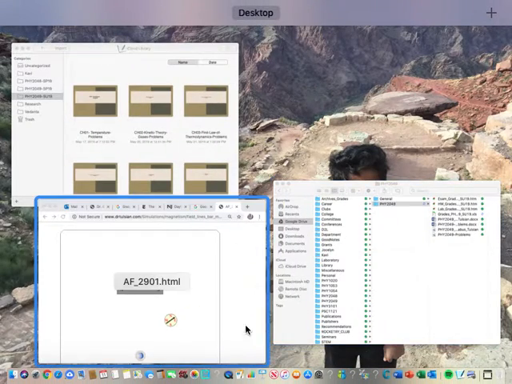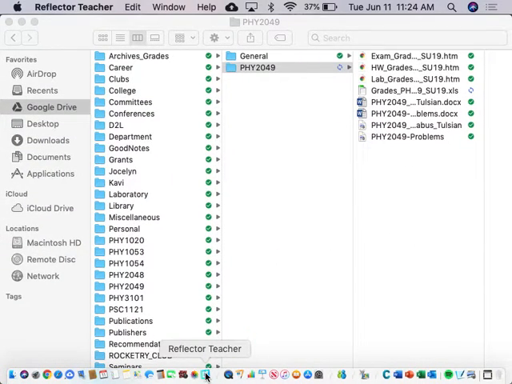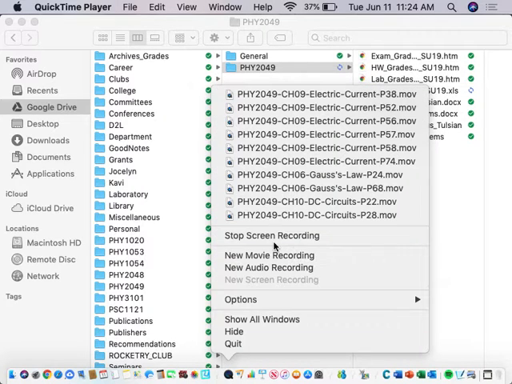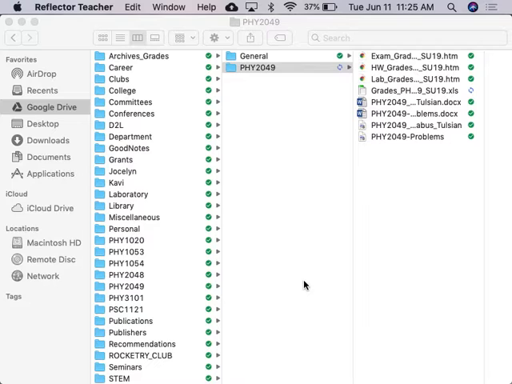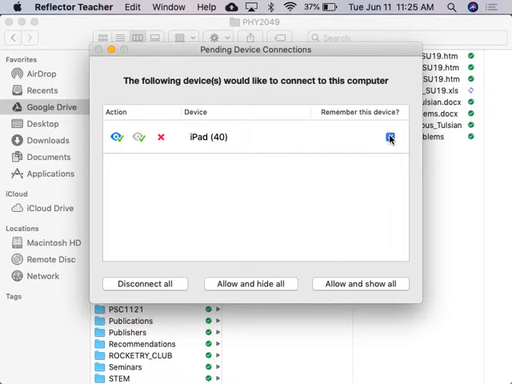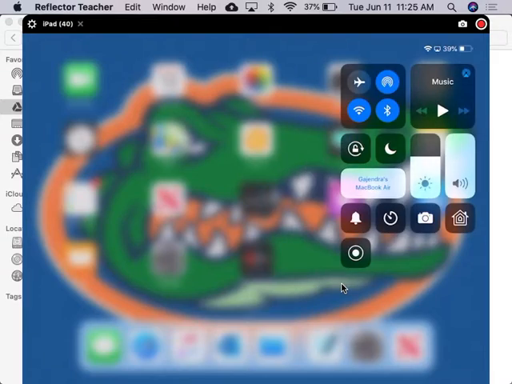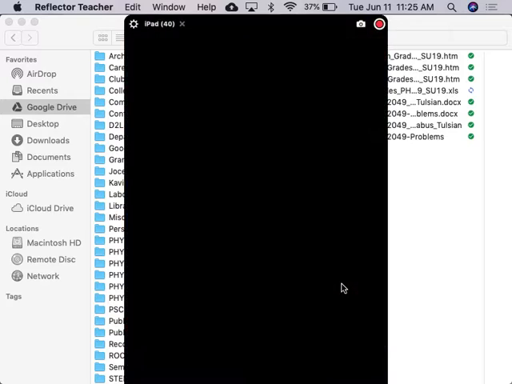Is this still recording? Reflector dropped me. I'm going to assume the recording is still going on.